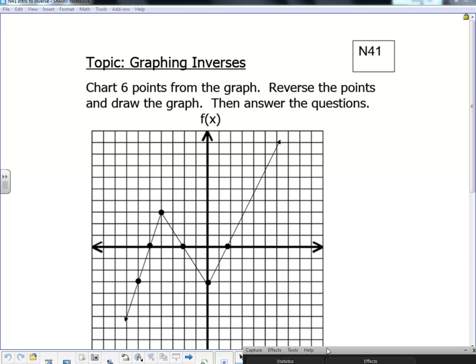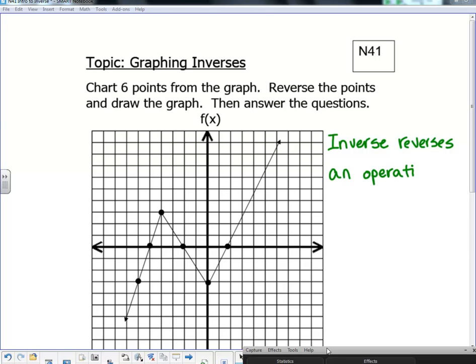Topic N41, Graphing Inverses. The inverse will reverse an operation. Chart 6 points from the graph, reverse the points and draw the graph. Then answer the questions.